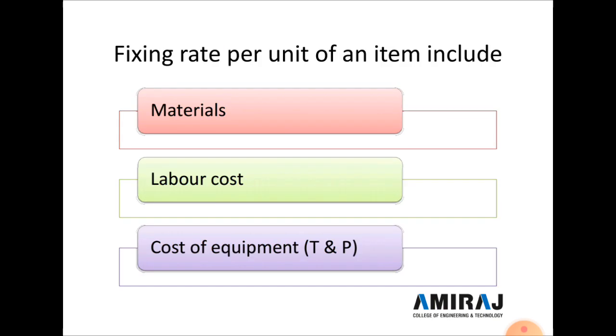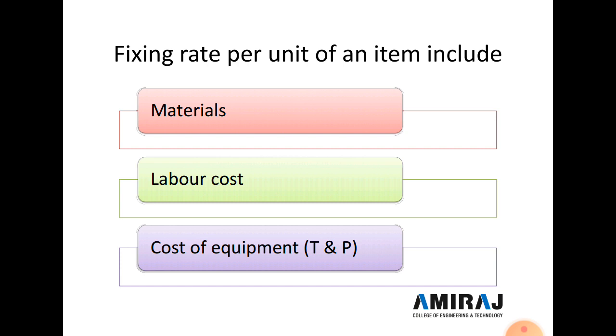Now here, fixing the rate per unit of an item includes these three things. First is material, second is labor cost, and third is cost of equipment, T and P. T is tools and P means plant. So tools and plant, we include in the cost of equipment. One by one we discuss. First we discuss the material.